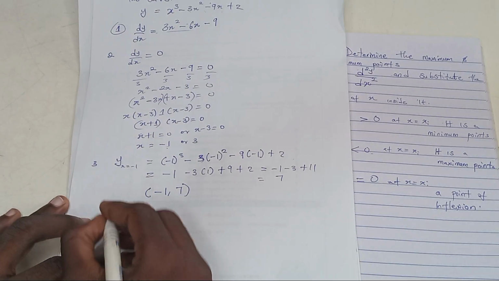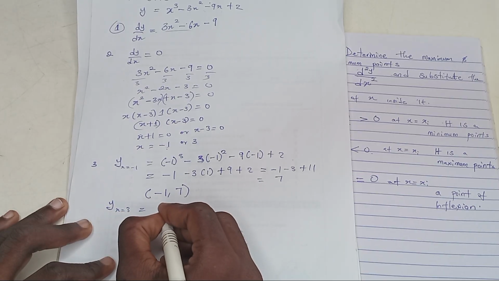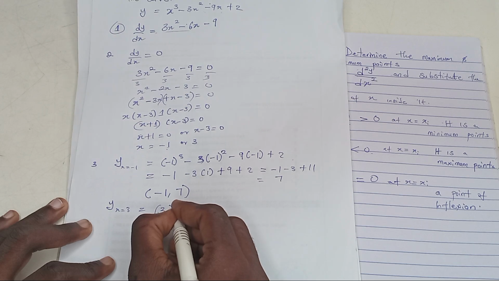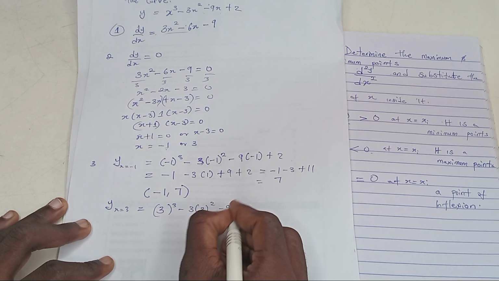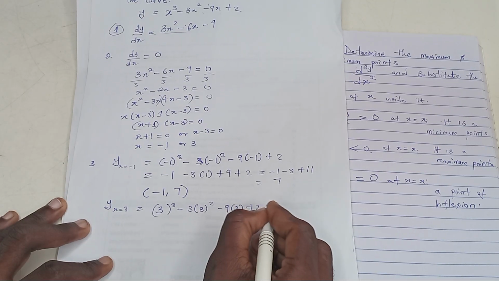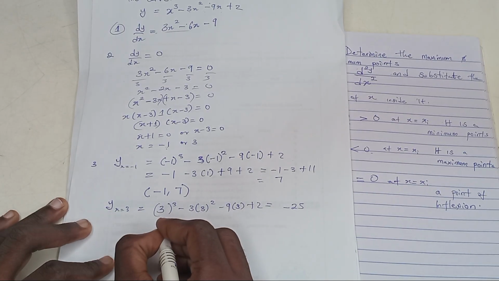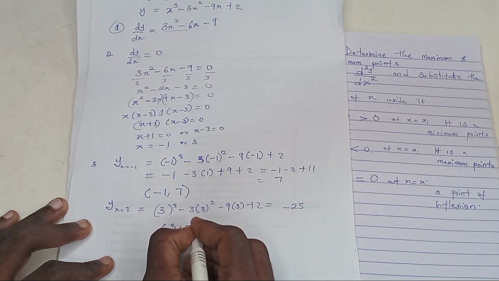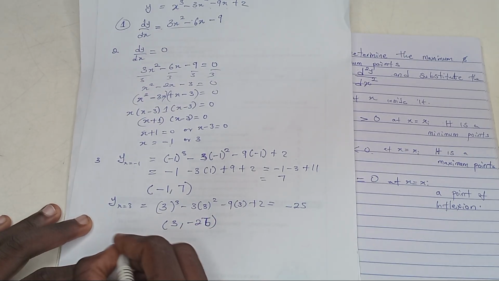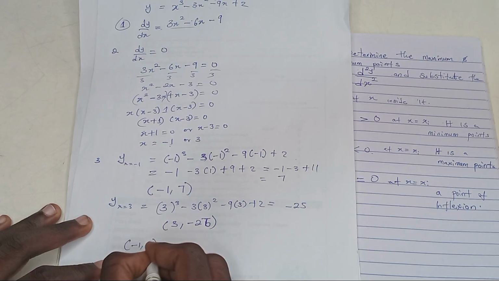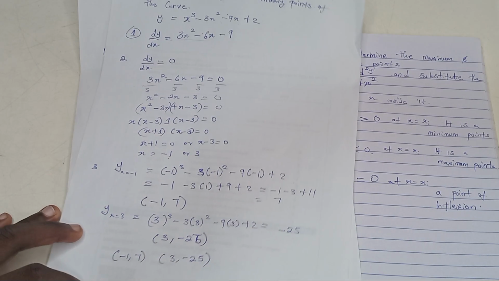Now our second point will be: what is y when x is equal to 3? We have 3³ - 3(3)² - 9(3) + 2. So press the calculator, and you get -25. So our second point is (3, -25). So our stationary points are now (-1, 7) and (3, -25). Good.